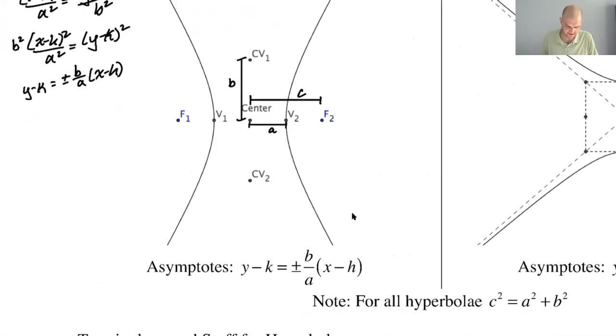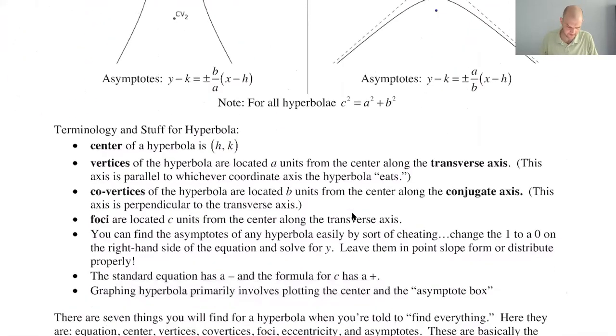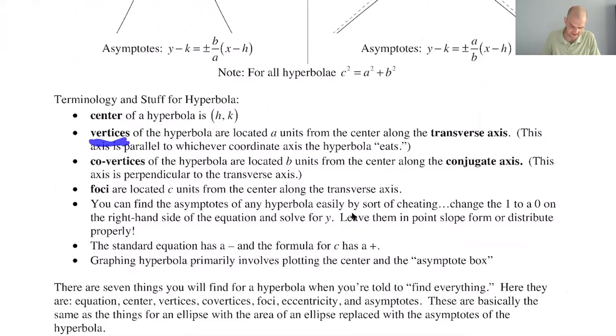So what words have I said? All right, they're going to be written down here. A couple of words that I said. The vertices are on the transverse axis. So let me start highlighting. Vertices are on the transverse axis. Covertices are on what's called the conjugate axis.